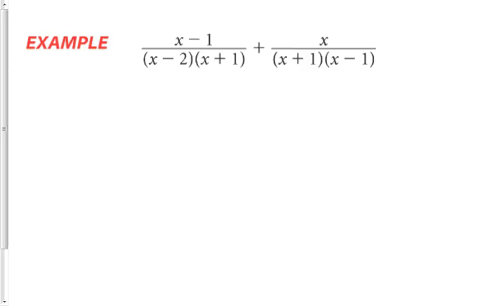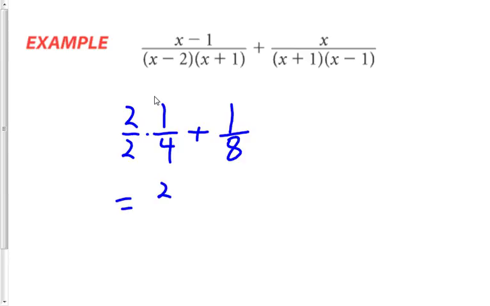Well, let's look at an example we might be familiar with. A long time ago, we learned how to add 1 over 4 plus 1 over 8 together. We would have to multiply 1 over 4 by 2 over 2, which equals 2 over 8 plus 1 over 8. And then since we had the common denominator, we could add our two terms together to get 3/8.